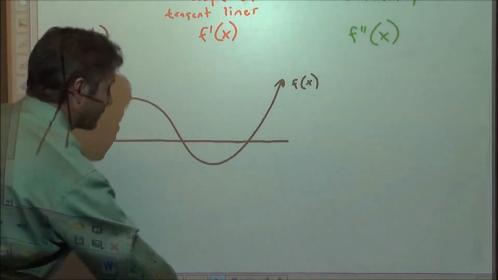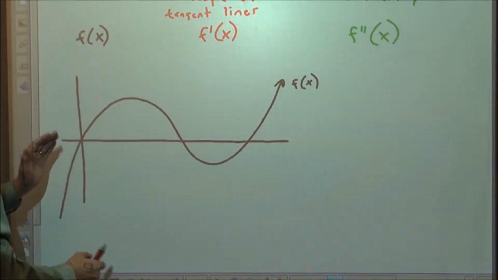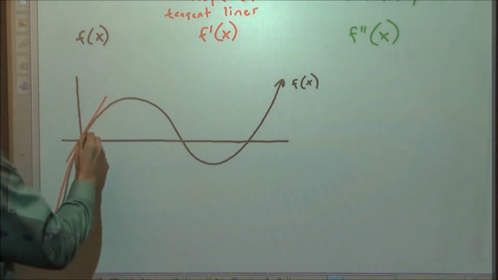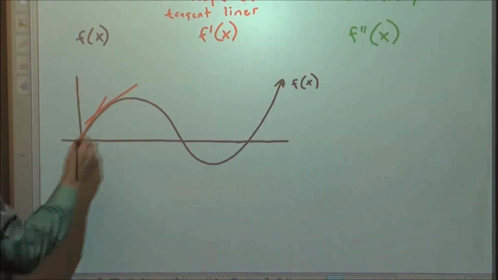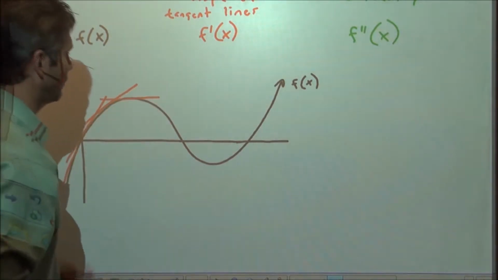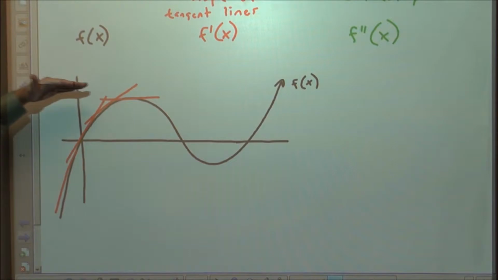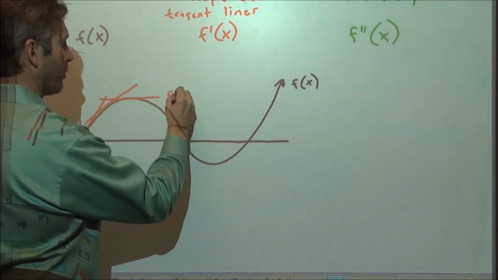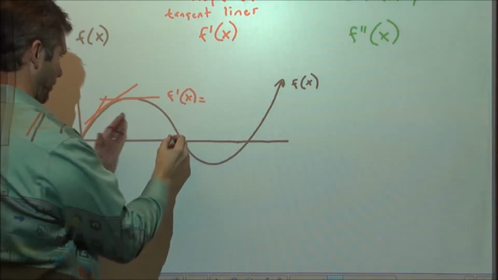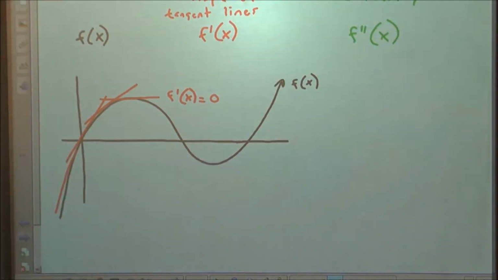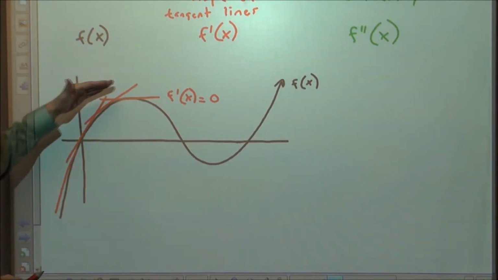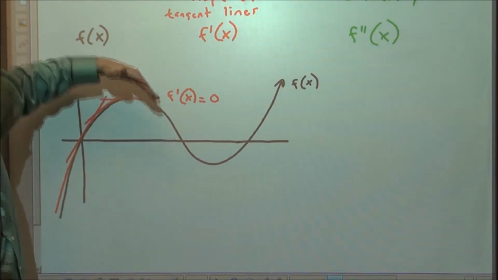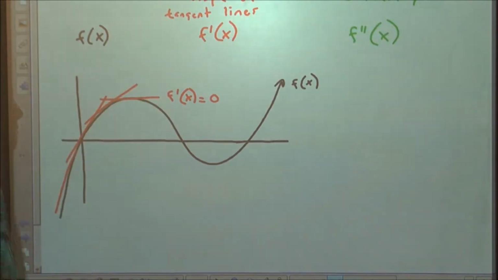So let's see how that looks. In this region here, the tangent lines are positive. If you have tangents to the curve, all the tangent lines are positive until you get to the local min right here, and the slope there is going to be 0. So right here, the first derivative of x, whatever this value is, is going to be 0. All these slopes are going to be positive. Once you get past this point, all the slopes become negative. So that's how the first derivative works.